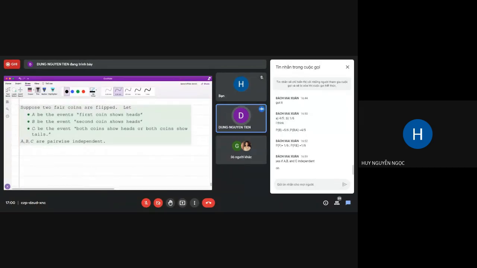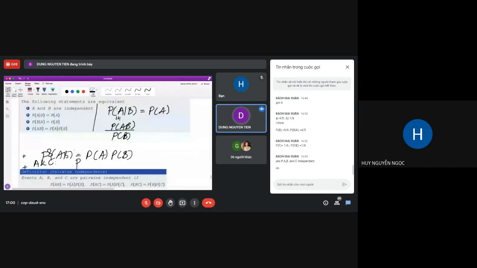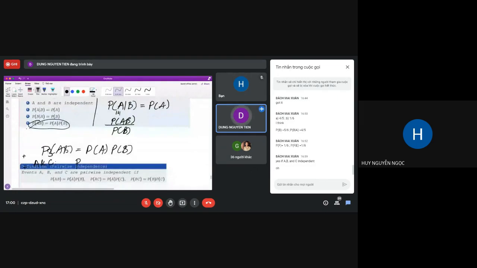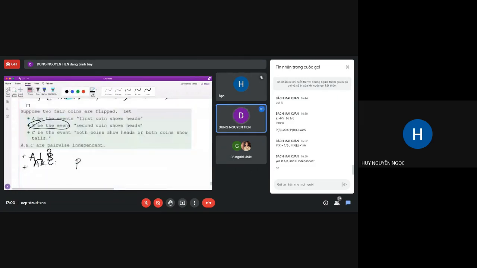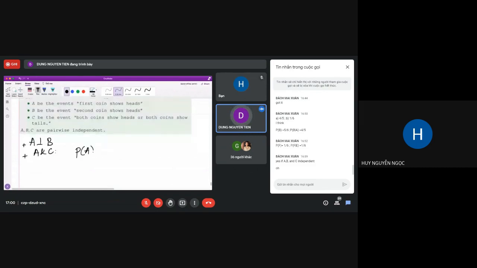A and B are independent for sure because they are about two different coins. So they are irrelevant. It means that A and B are independent. Okay, no doubt about that. How about A and C? For A and C, if you want to check the independence of two events, I want to check this equation, right? So I come up with the probability of A. What is that? The probability that the first coin is heads is 1/2. The probability that the two coins are the same, which is C, is 1/2 as well.